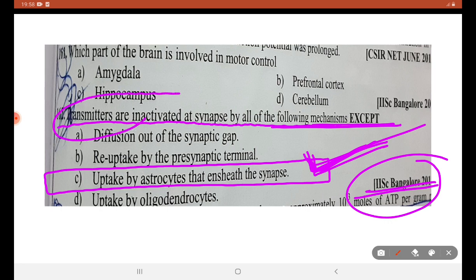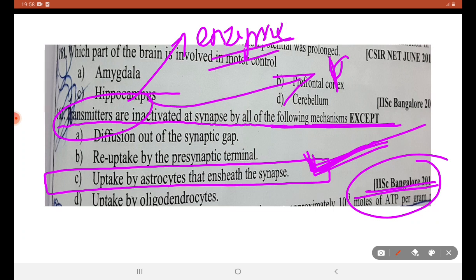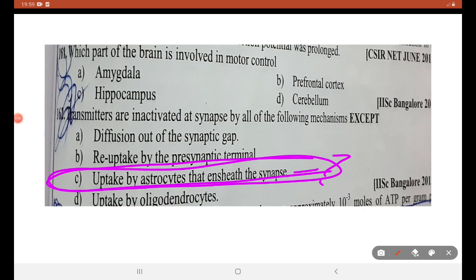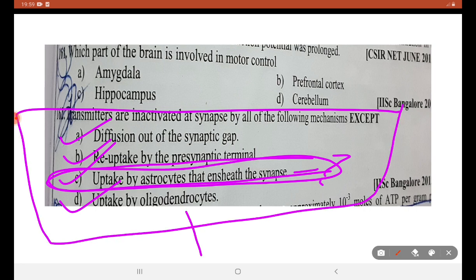Neurotransmitters can be inactivated generally by two mechanisms: by employing some enzymes to destroy the neurotransmitter, and second, by reuptake. So comment below why it is correct. Correct me if this is wrong. If this option selection is wrong, see whether this is correct, this is correct, or this is correct. So answer this question in the comments below. This is a homework question for all the viewers.